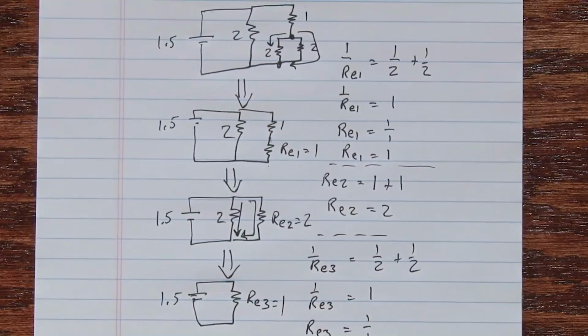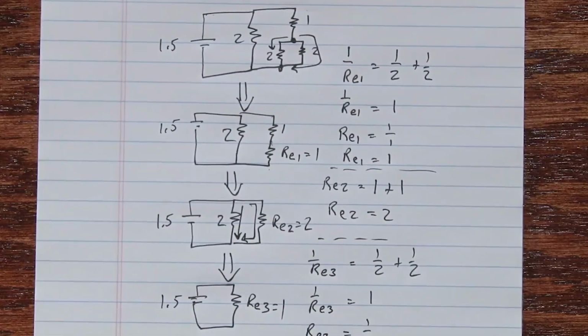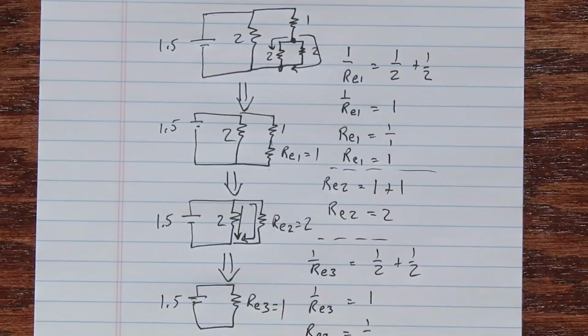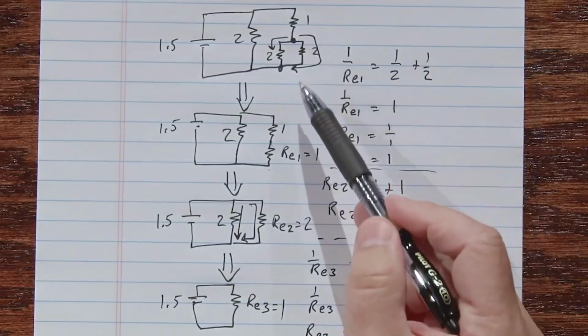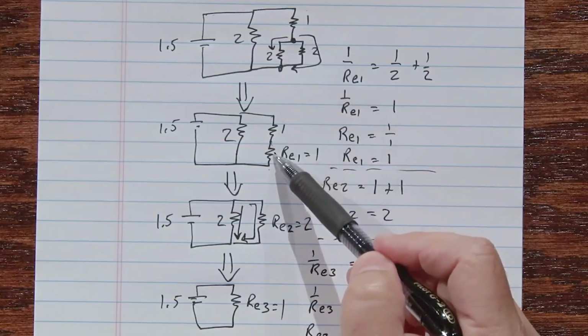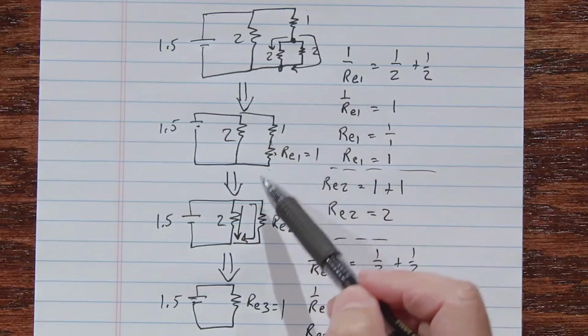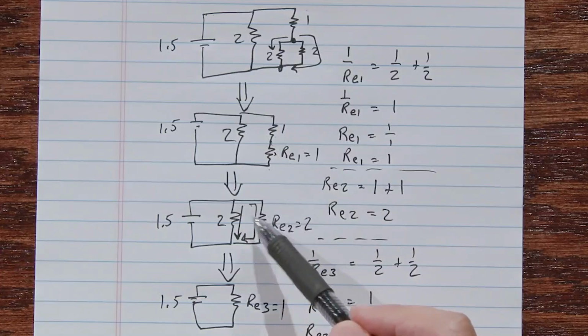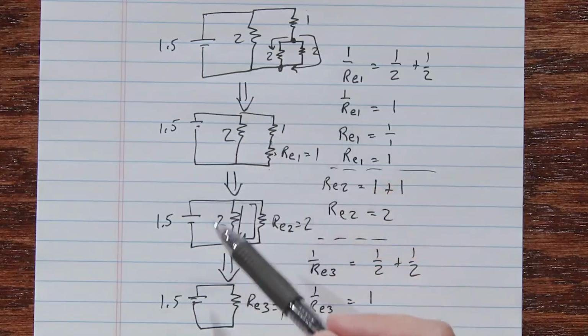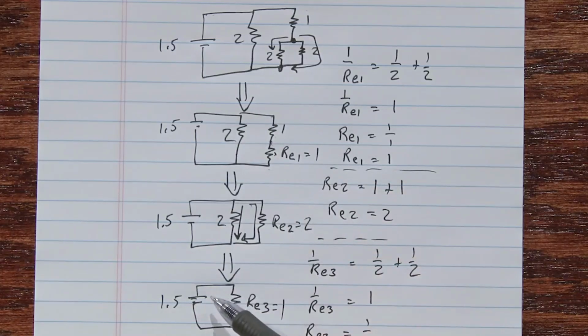So all of these are equivalent circuits. So in this case, we replace 2 resistors in parallel with a single one. 2 resistors in series make a single equivalent resistor, and then 2 resistors in parallel make a single resistor. So all 4 of these circuits here are equivalent circuits.